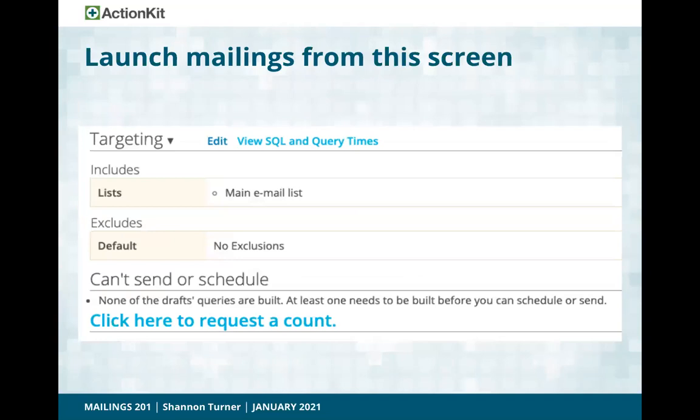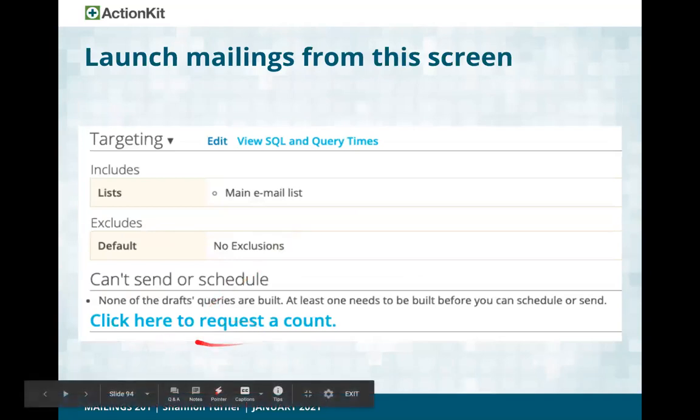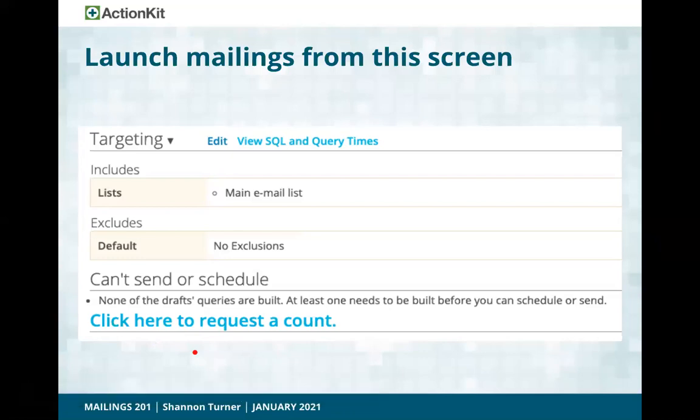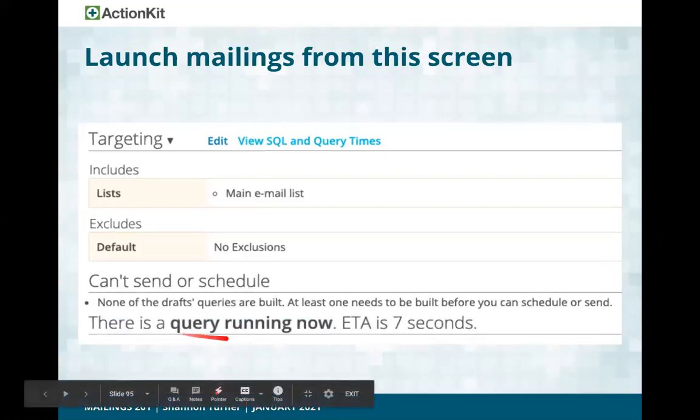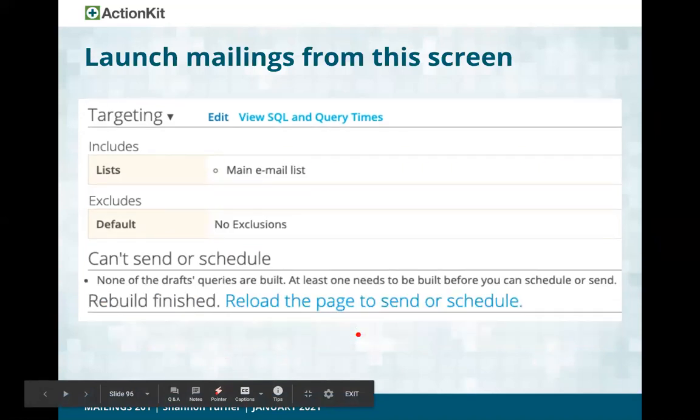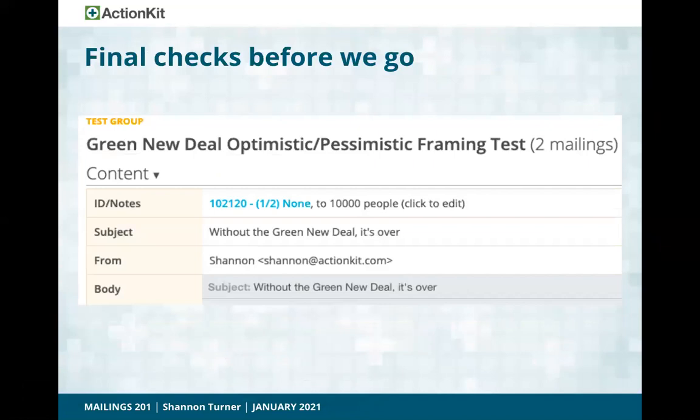Scrolling all the way down below your previews, you can see the part where you can request targeting counts and eventually send or schedule your mailings. So here you can see that I need to request a targeting count before I click send. And if I clicked that, then it's going to begin targeting and eventually it'll finish. Now I can refresh the page. And you'll notice that the previews now tell me how many people each draft is expected to send to. So this one goes to 10,000 people, no surprises here.